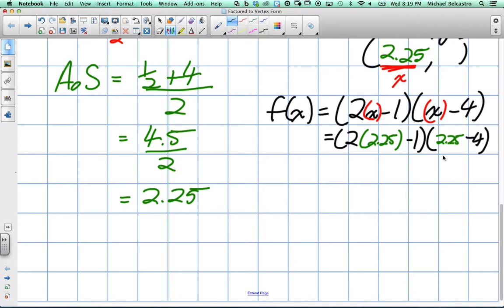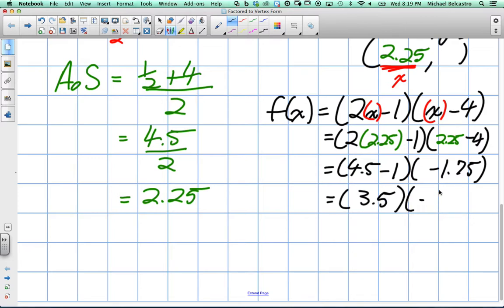Okay. I'm going to get a calculator to help me out here. This should be 4.5 minus 1. Just double check. Sometimes I make mistakes. And this should be a negative 1.75, I believe. Was that right? Yeah. Okay, so this becomes 3.5 times negative 1.75.